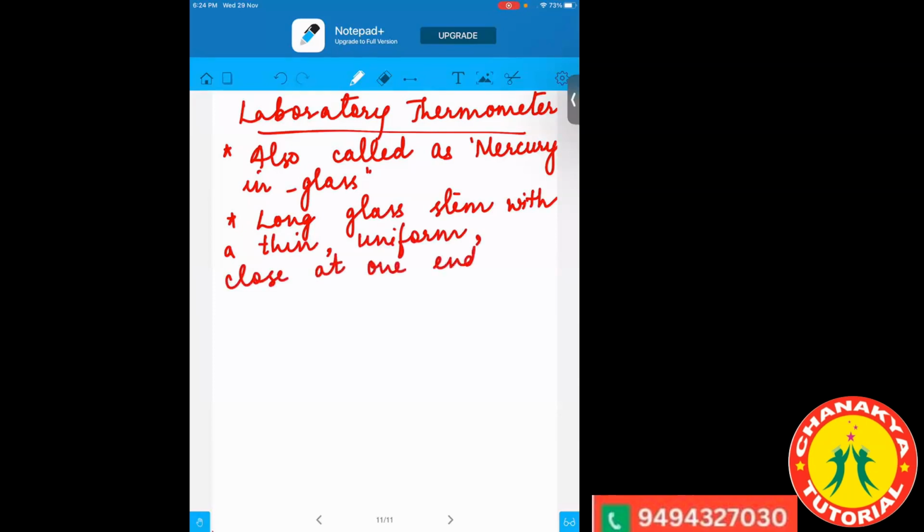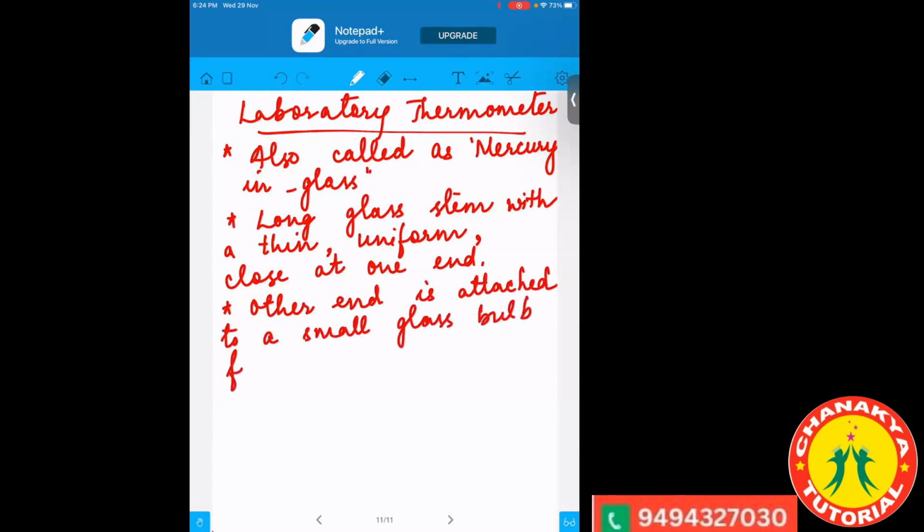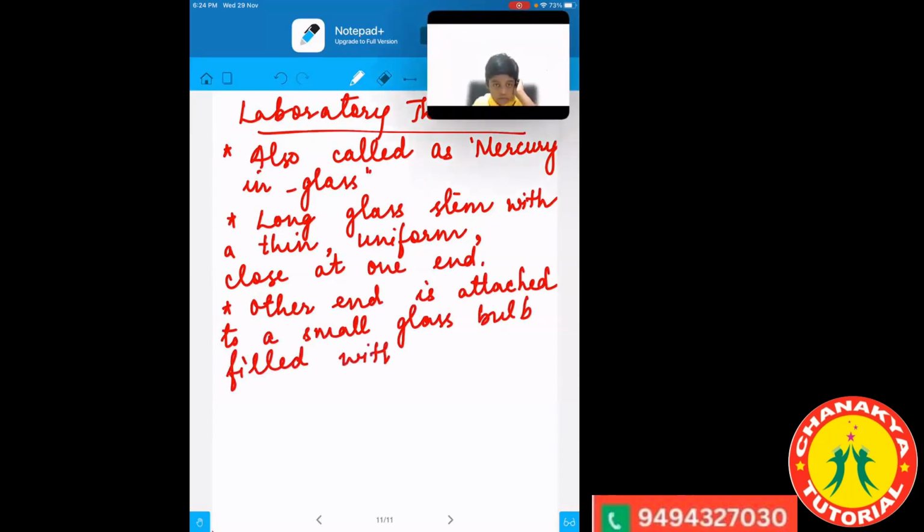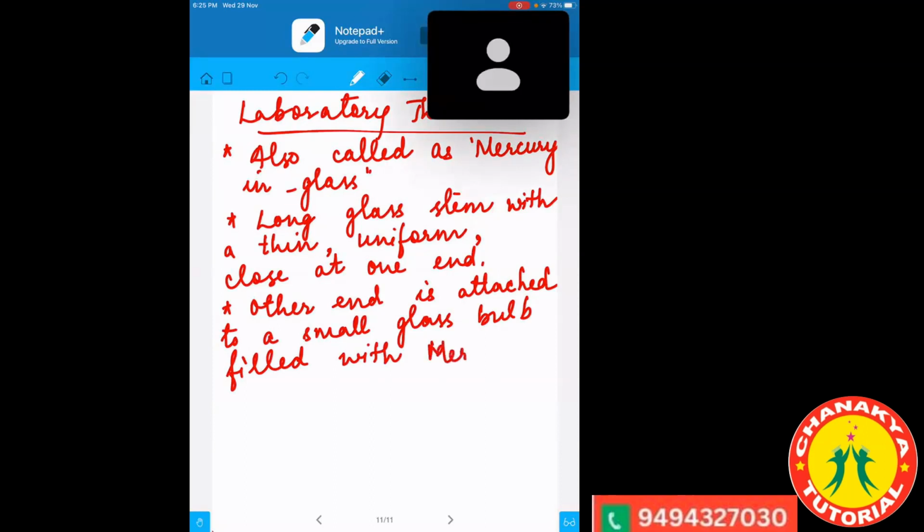So at one end it will be closed, whereas the other end will have what? It has a small glass bulb. So the other end is attached to a small glass bulb, and it is filled with which element? What is filled inside this? Mercury, ma'am. Correct, mercury. Fine.